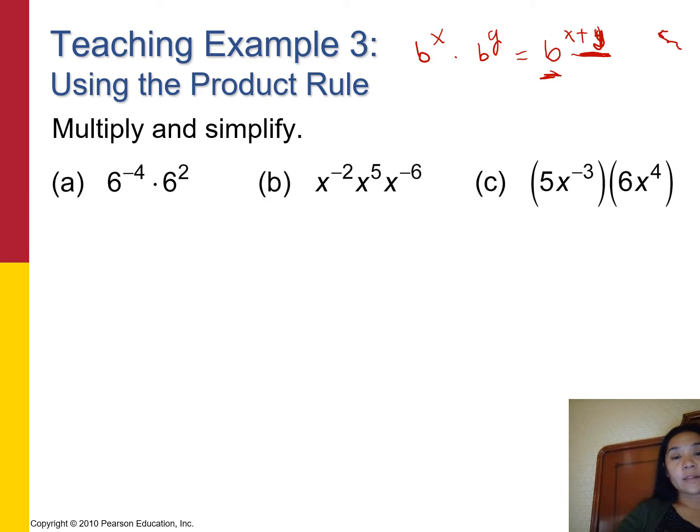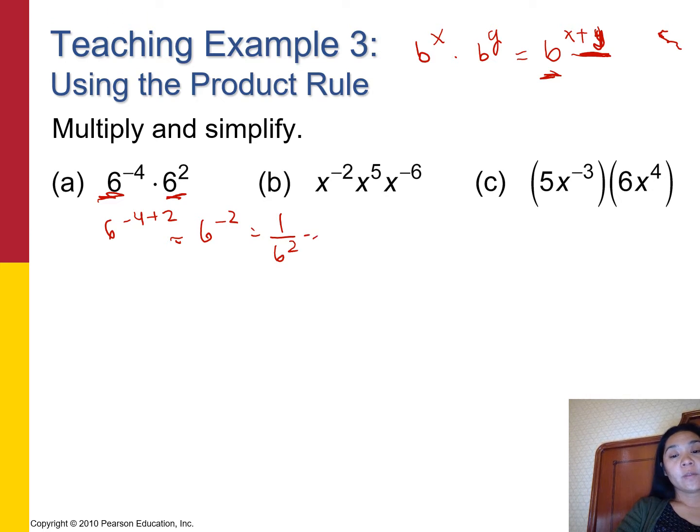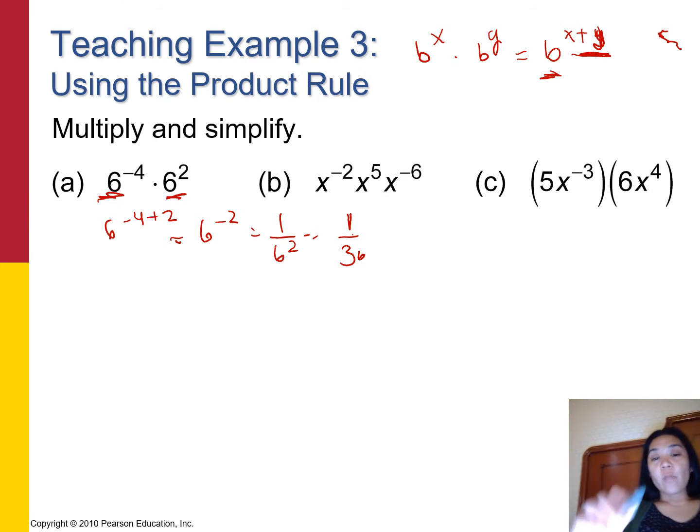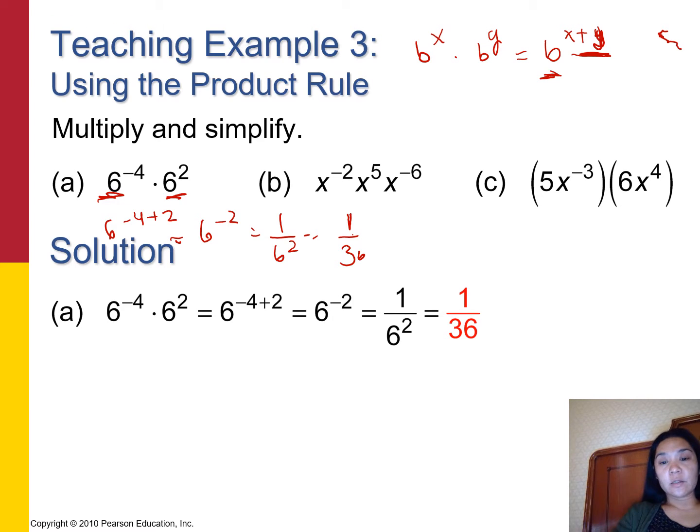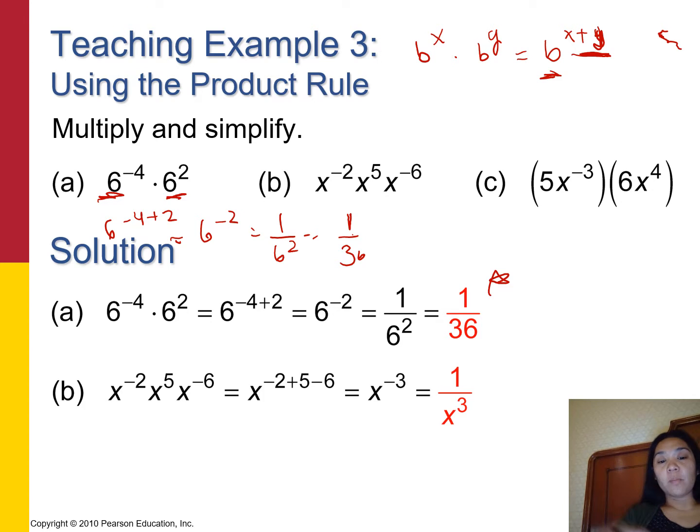So if that's the case, notice the base is the same. This is 6, and this is 6. So this becomes 6 to the minus 4 plus 2. And minus 4 plus 2 is 6 to the minus 2. And this becomes 1 over 6 squared, which is 1 over 36. Now for part B, I'm just going to go ahead and write it out. This probably looks neater than me trying to write it.